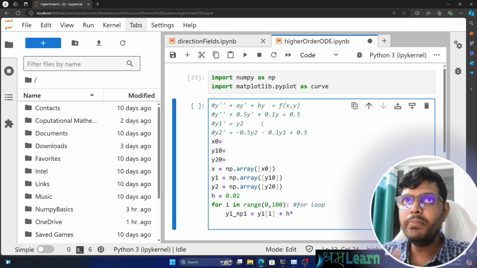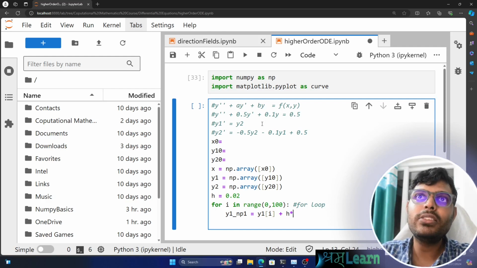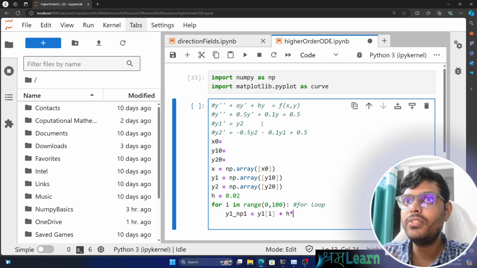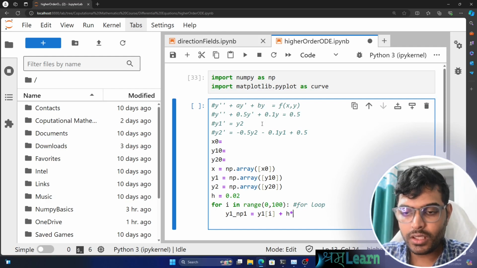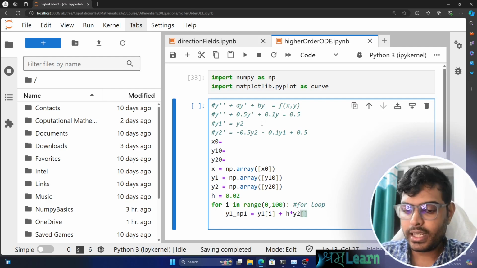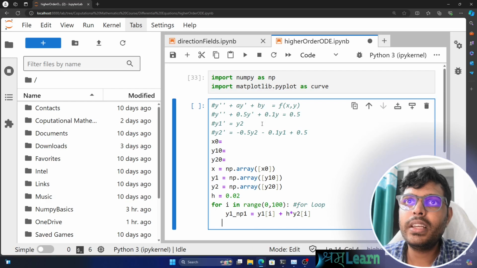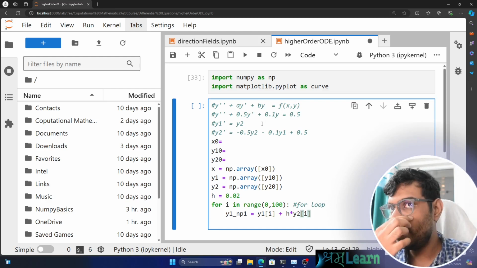But as of now, in 2, what do we have to do? So y1 dash depends on a function that is y2, not y of 2. So can I say y2 is an array and it depends on at which instant I am computing, right? So that is pretty much understood.